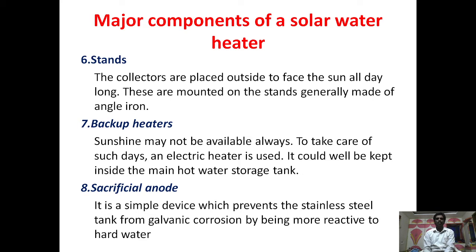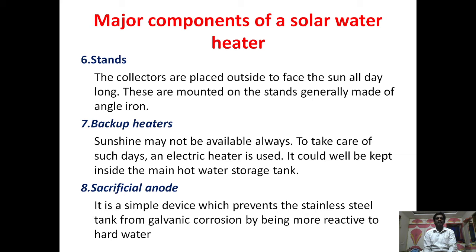Next, backup heaters. We already know that the sun will not come throughout the days and throughout the year. In the absence of sunshine on other days, we take care of it. For that purpose, an electric heater is used as a backup, and this electric heater is kept inside the main hot water tank. Next one, sacrificial anode.